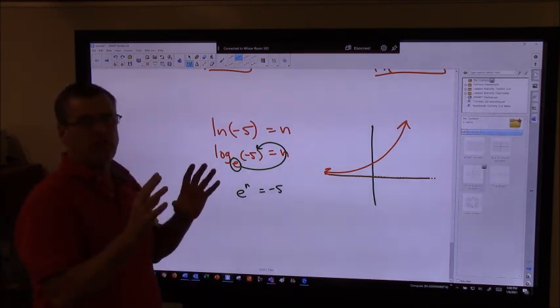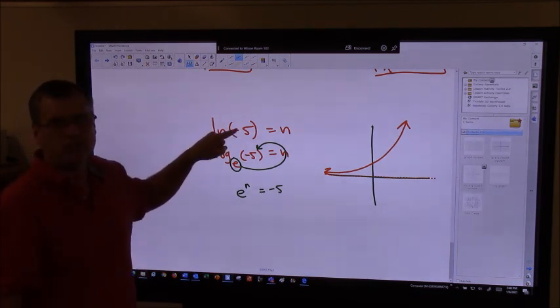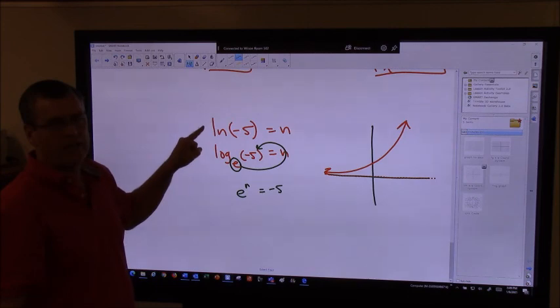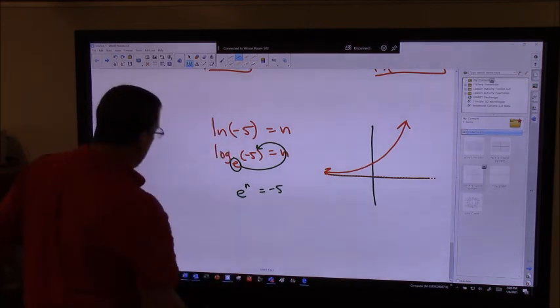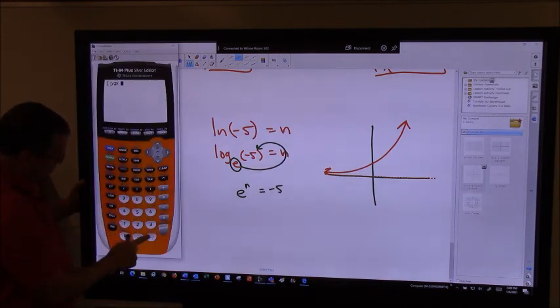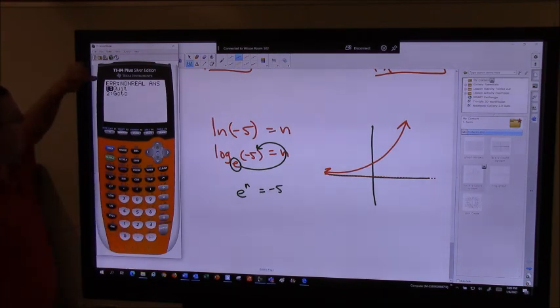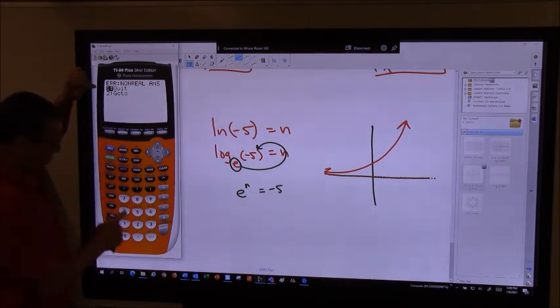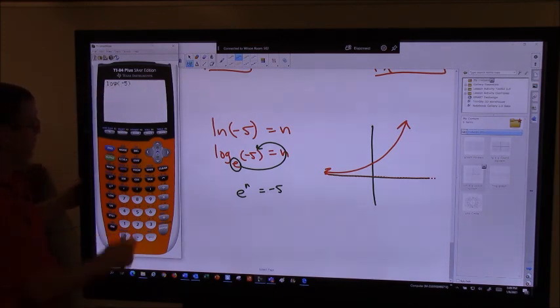If you didn't understand the rest of it, what it means to us is you cannot take a natural log of a negative number. And you cannot take a log of a negative number. You can't do it. If we look at our graphing calculator, if I go log of a negative 5 and I hit enter, I get an error message. Non-real answer. There's not a solution to that, okay? If I go to option 2, oh, there it is right there. You can't take the log of a negative number.